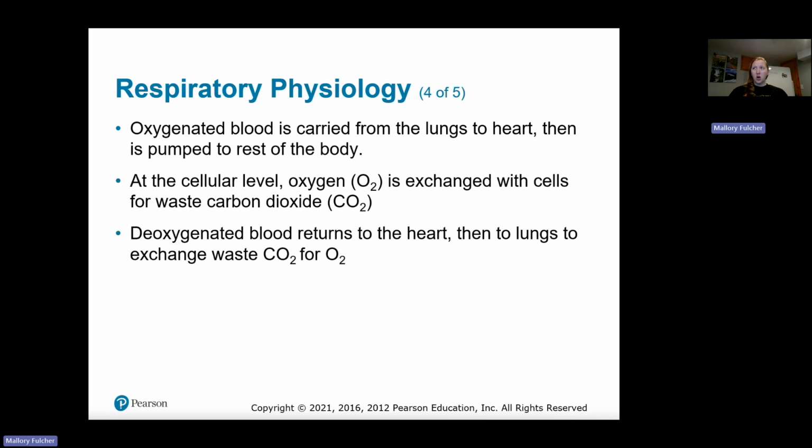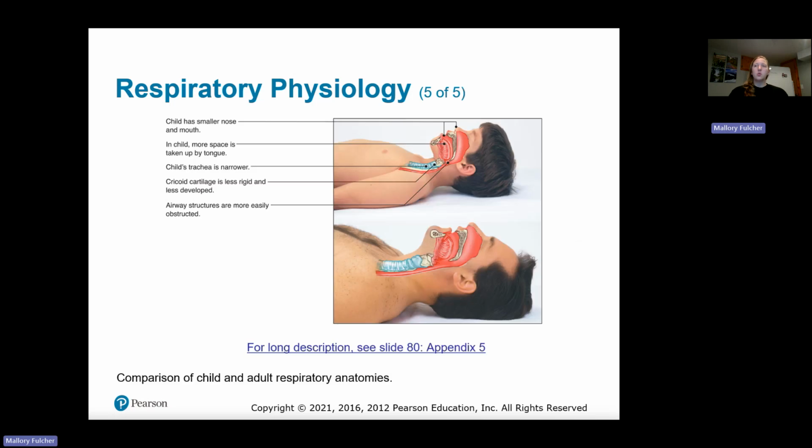Deoxygenated blood then returns to the heart, and then the lungs exchange waste carbon dioxide for oxygen. So it's a wonderful little circle. Kids' airways are different than adult airways. Obviously, the structures are similar, but they're a lot smaller. They're also not as rigid.